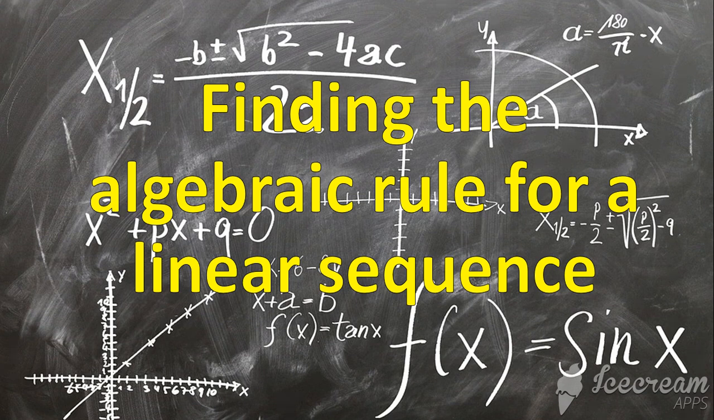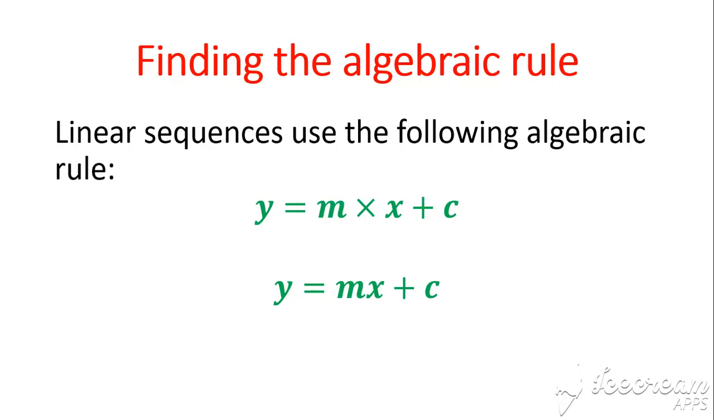We're going to use this video to show you how to find the algebraic rule for a linear sequence. Linear sequences use the following algebraic rule: y is equal to m times x plus c. We'll explain what m and c are soon, but that gets shortened down to y equal to mx plus c. It's a very useful and important formula as we move on with our mathematics.